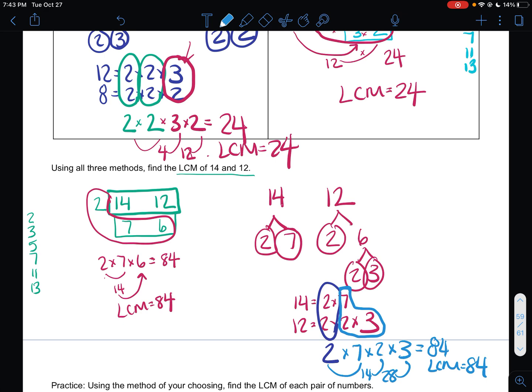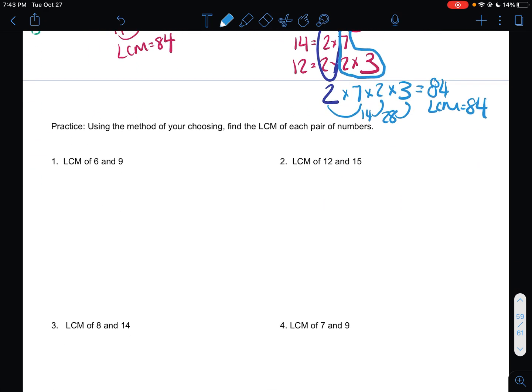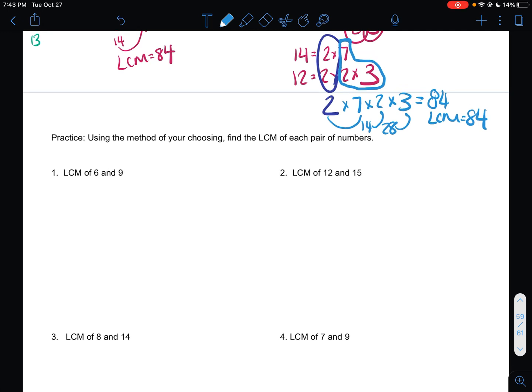Okay, so there are your 2 examples. Same thing, you're doing all of the practice problems on the back of the worksheet, and that's your practice for today, and check with the answer key when you're done.